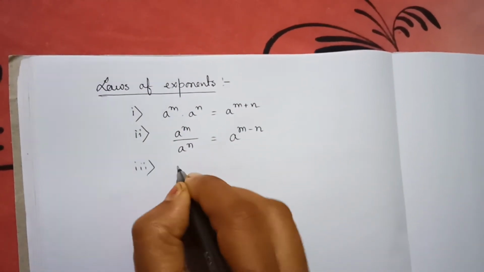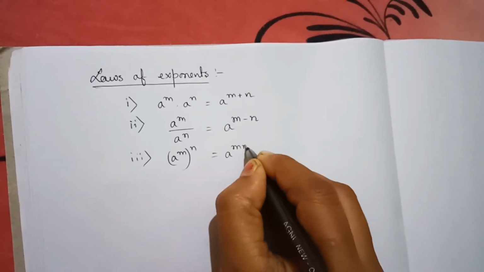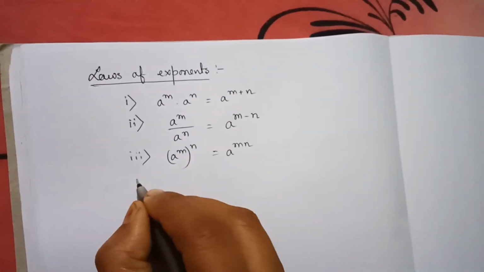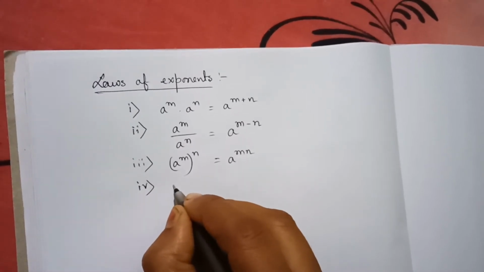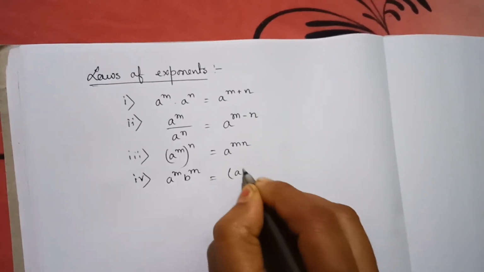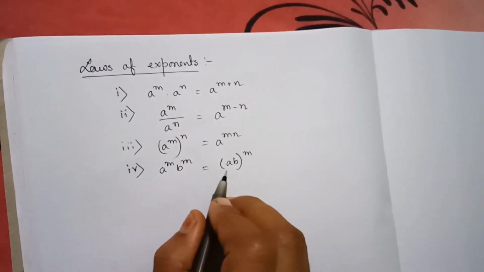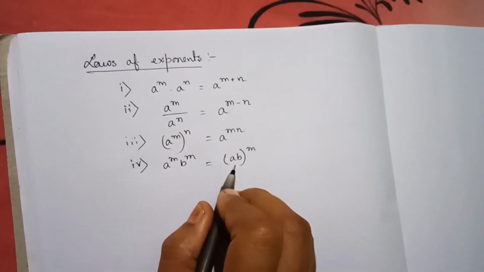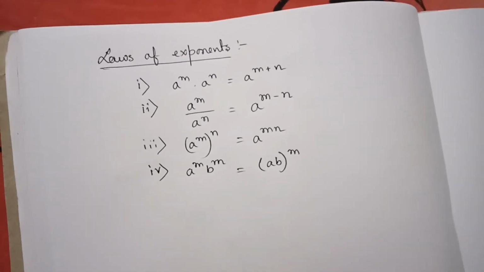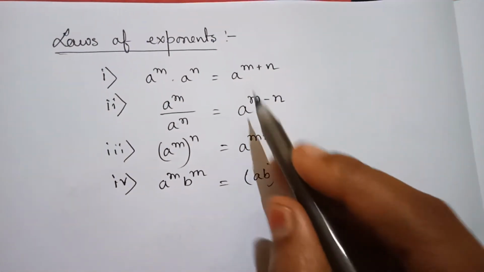Number 3, a to the power m to the power n is equal to a to the power mn. Two exponents of same base will be multiplied. Number 4, a to the power m, b to the power m is equal to ab to the power m. Same exponent of two bases will be written like this. So these are the 4 preliminary laws of exponents.